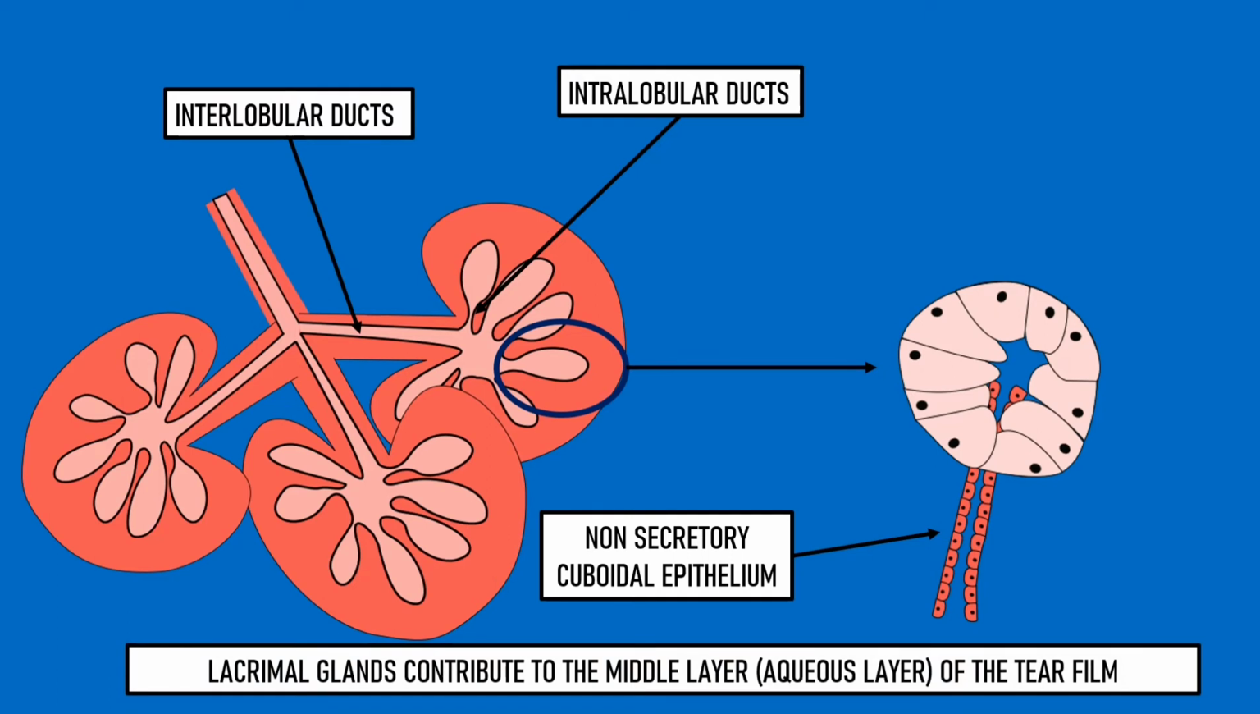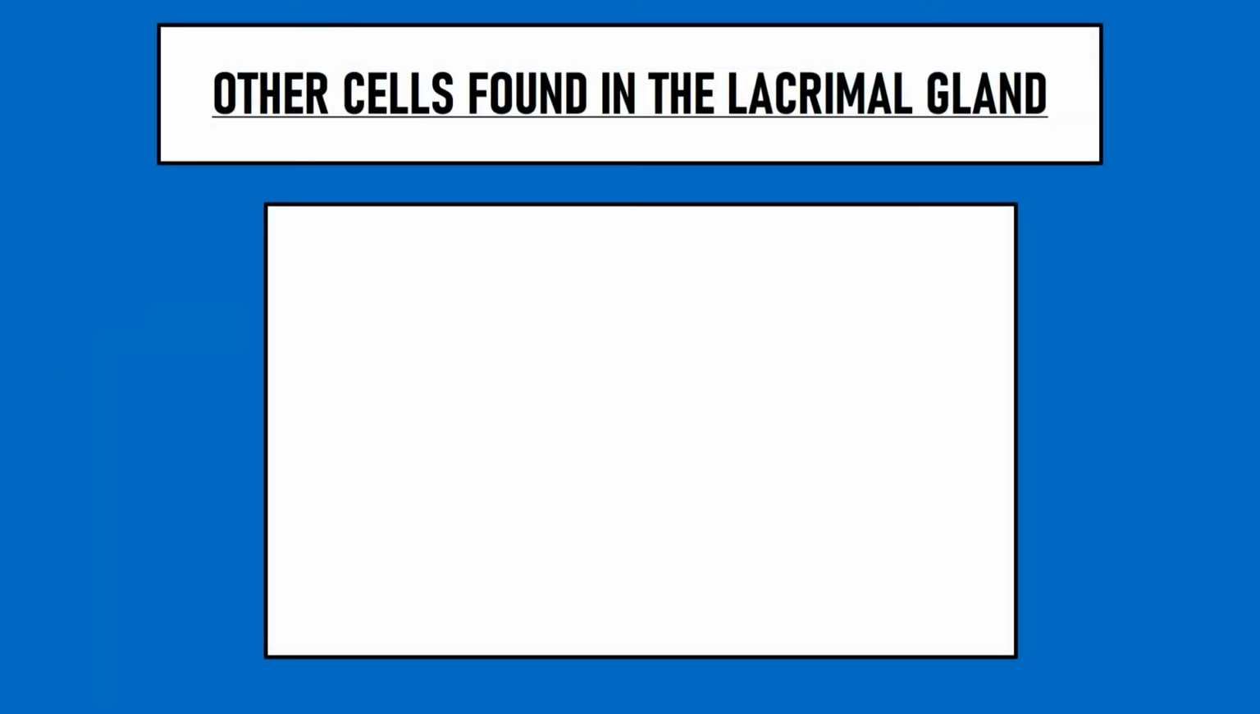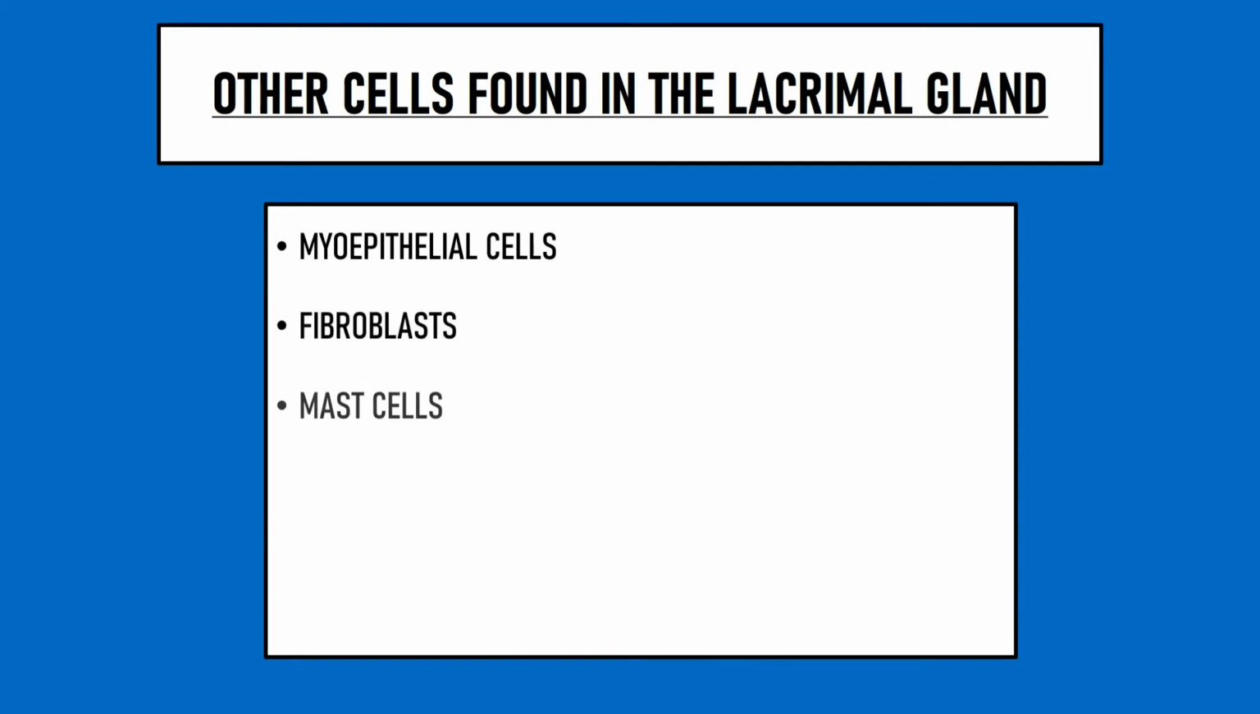We will discuss the physiology of tear production and the composition of tears and tear film in another video. In this one, we will stick with just the anatomy. So besides acini and ducts, some other cells are also found in the lacrimal gland. These are the myoepithelial cells, the fibroblasts, mast cells, B and T cells, and plasma cells.